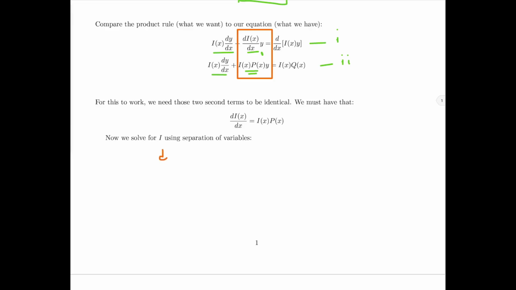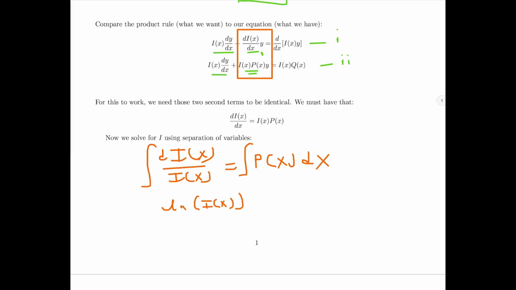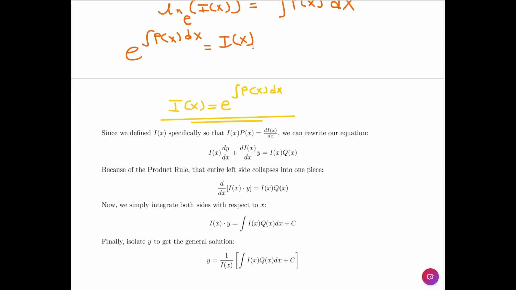Now that we have them equated, we simply have dI of x upon I of x is equal to p of x dx. Then we put the integral sign. Now the LHS is a simple exercise, that is ln of I of x, and we'll let the RHS stay as it is. Now we know that ln of this is simply the power to which we raise e to get I of x. So this translates to e to the power integral p of x dx is equal to I of x. Awesome. Now that we know where this I of x equal to e to the power integral p of x dx came from, it is a pretty simple thing now.